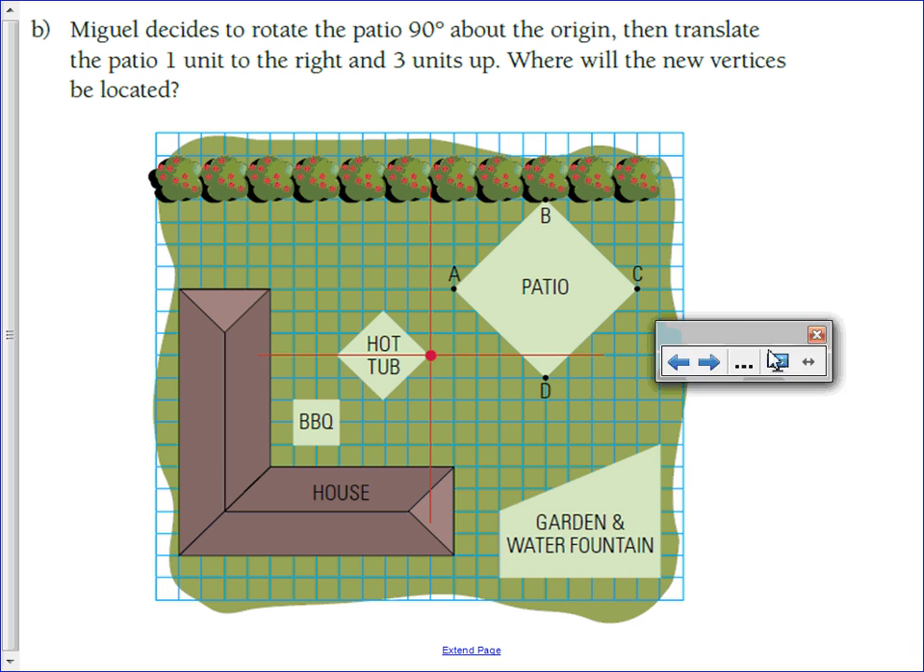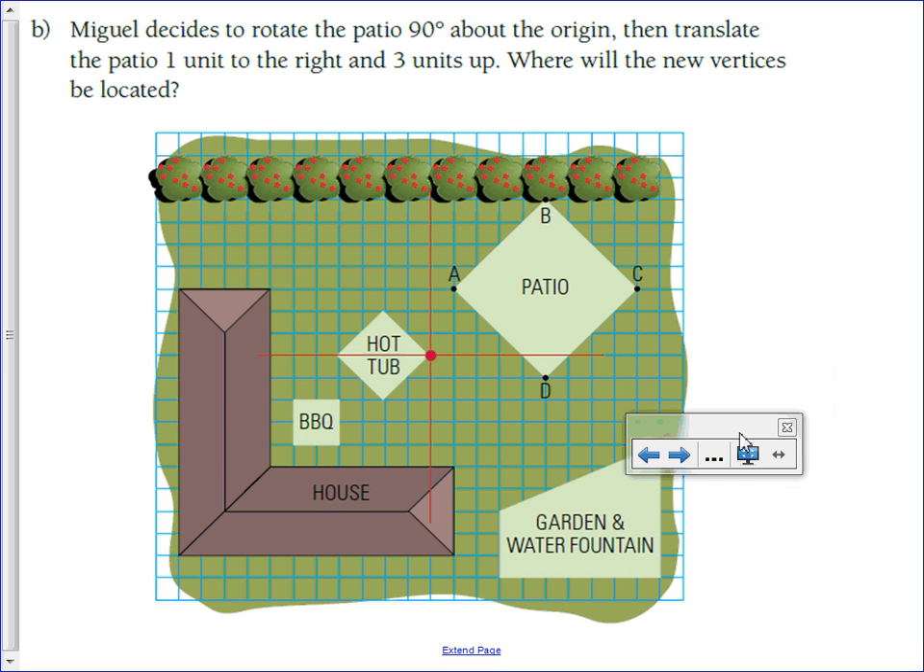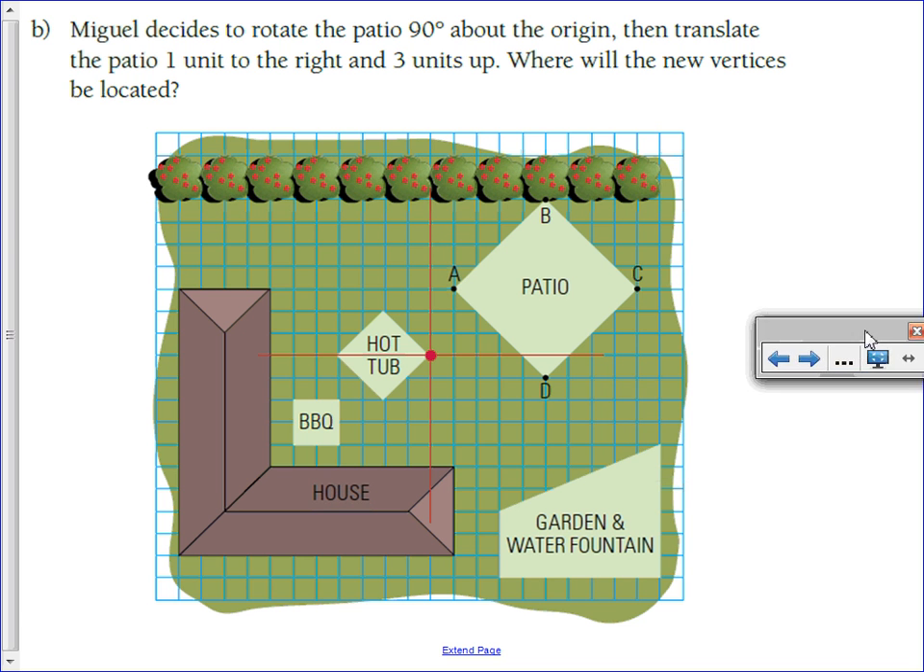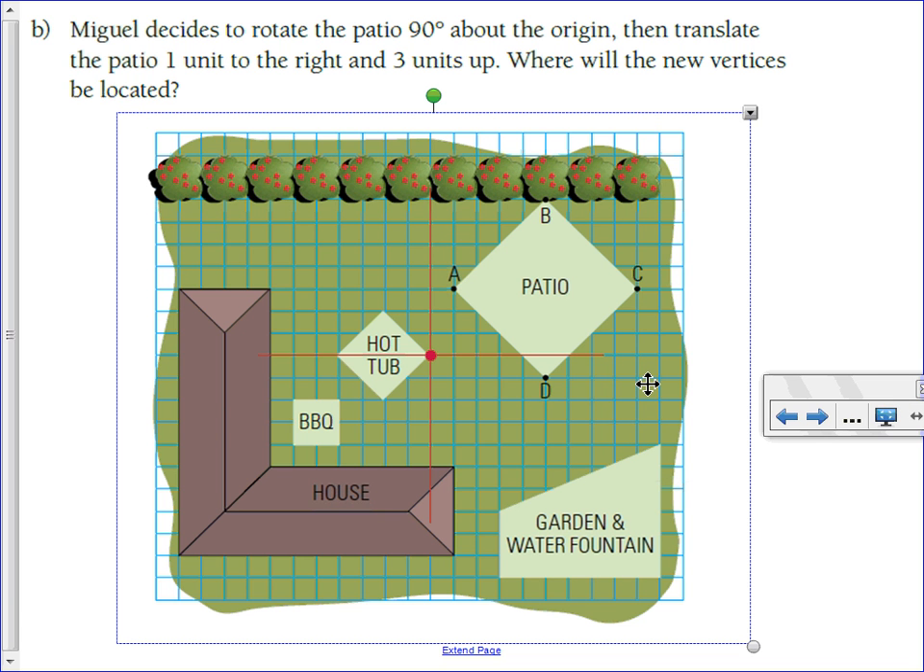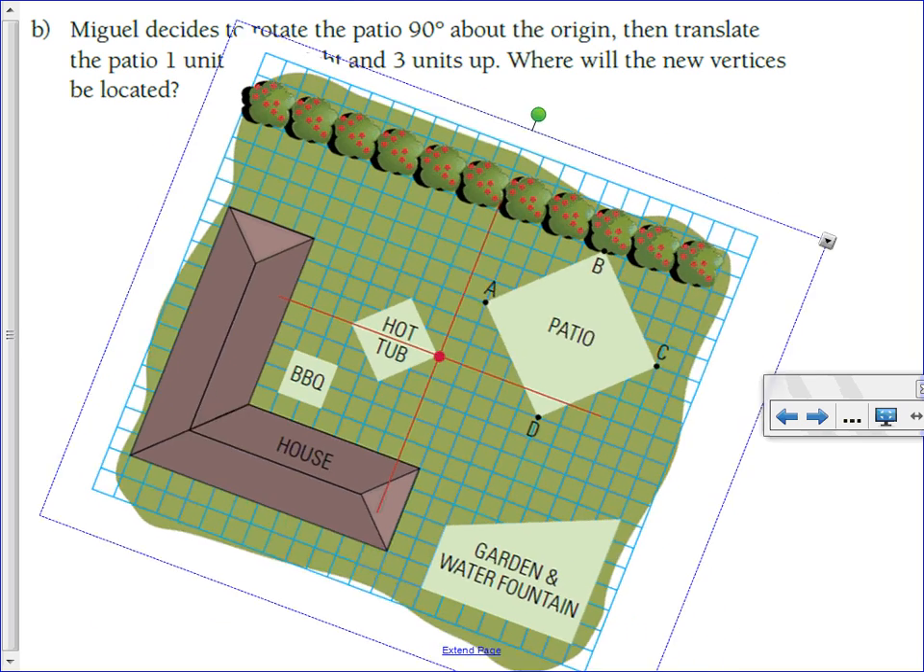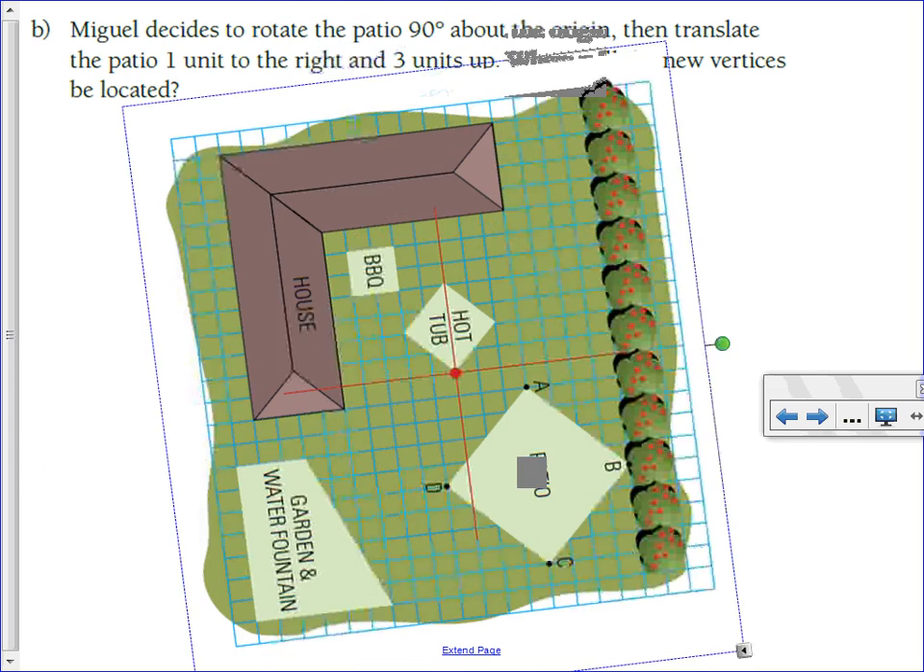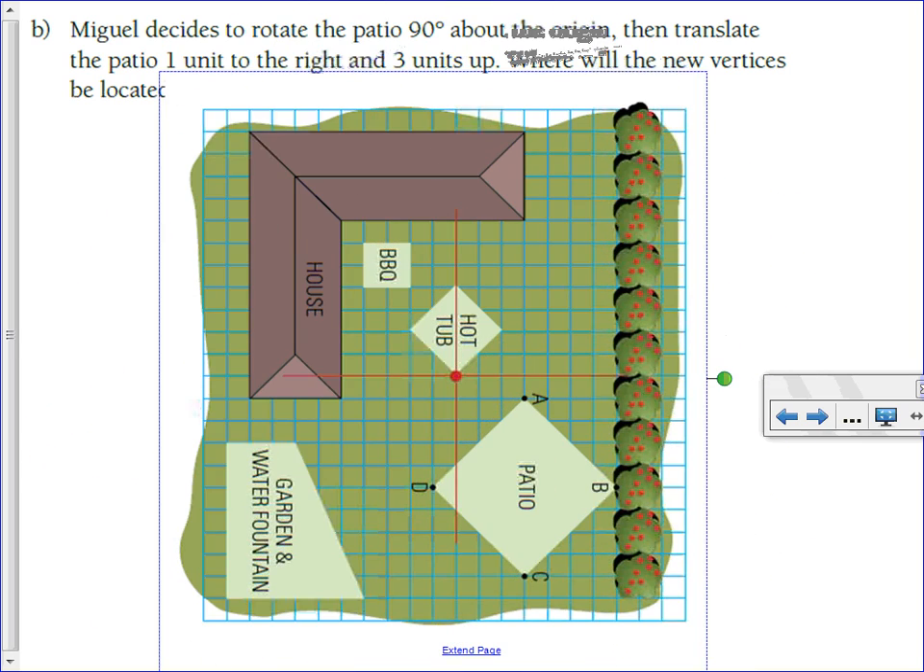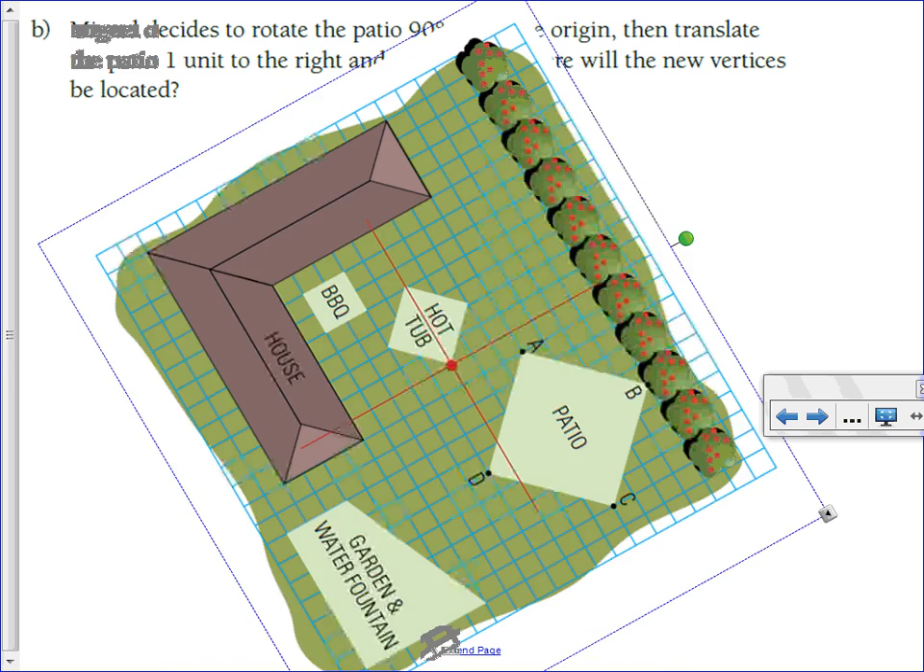What is asked to be done is changing the patio. The patio is going to be first rotated 90 degrees, and then it's going to be moved to the right and up at the same time. So where will it then be located? So first you have to picture the 90 degrees. This isn't quite true, but if I turn it this way, that's how the patio will look at 90 degrees, but on the original picture.